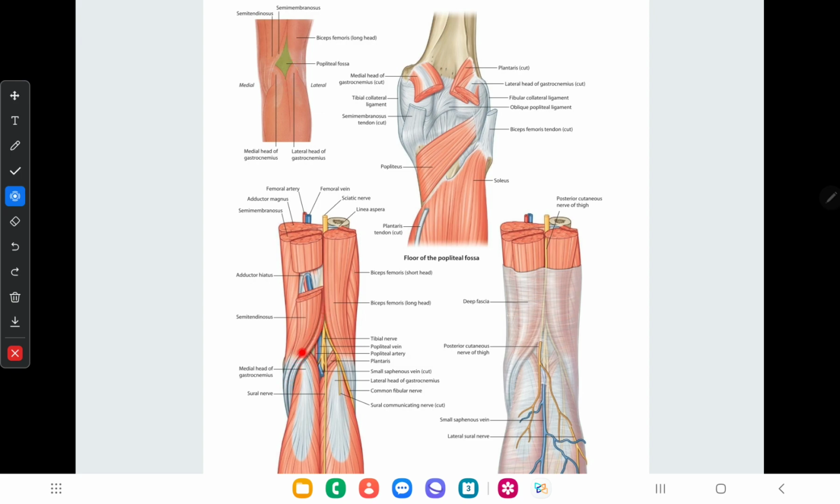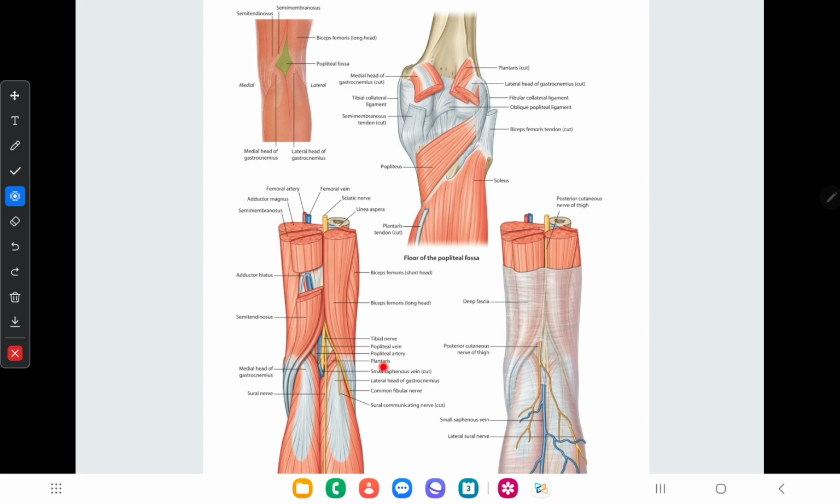The superomedial boundary, as you can see here, is formed by the semitendinosus muscle and the semimembranosus muscle. Here is the semitendinosus, here is the semimembranosus muscle. The superolateral boundary is formed by the biceps femoris tendon, the long head and short head of the biceps femoris muscle. Then the inferomedial boundary is formed by the medial head of gastrocnemius and the inferolateral boundary is formed by the lateral head of gastrocnemius, as well as the plantaris muscle which forms the inferolateral boundary.